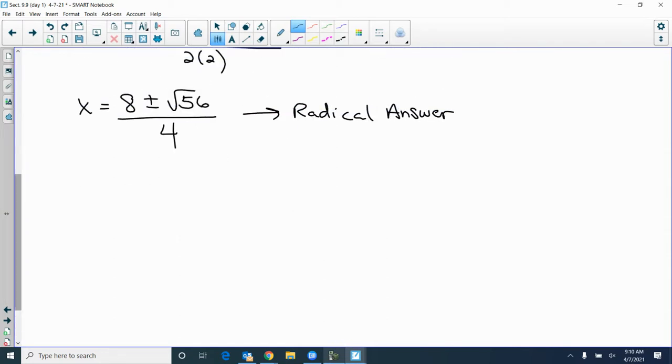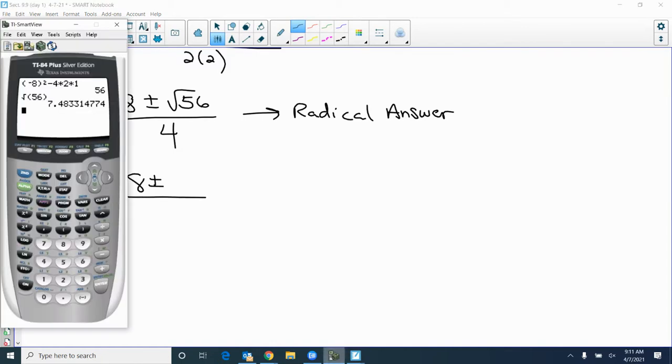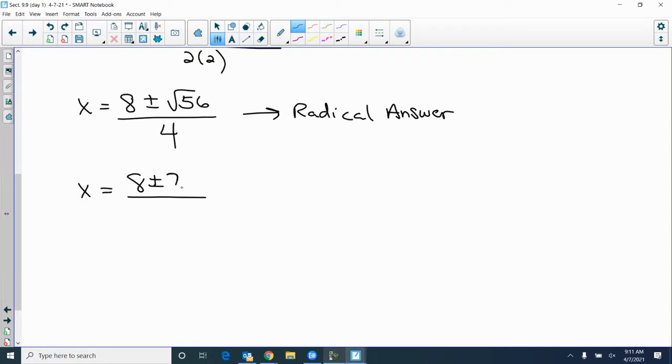Mr., do we want them to simplify the 8/4? No, or just leave it like that? Nope, let's not get too much, because we don't try to reduce the radical. That's algebra 2. And so right here, this becomes 8 plus or minus the square root of 56, which is 7.48, over 4.